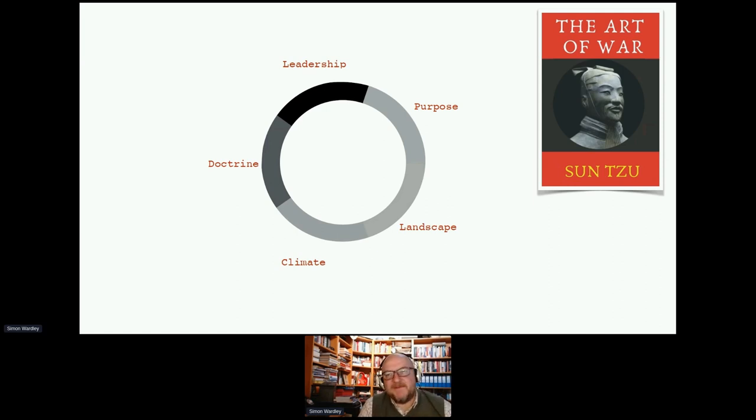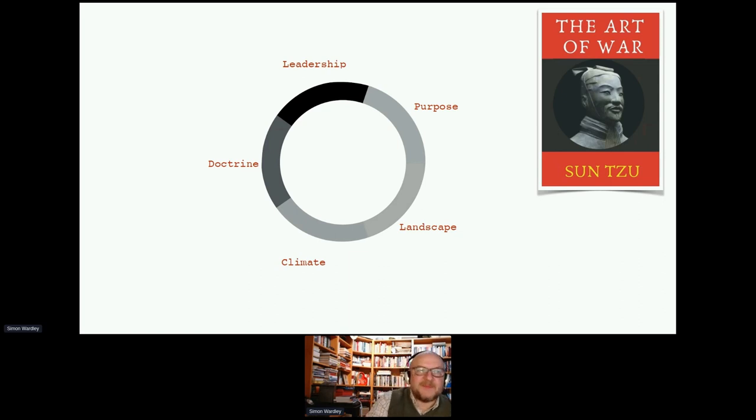Sun Tzu talked about five factors that mattered in competition. First, have a purpose, a moral imperative. Second, understand the landscape you're competing in. Then understand the climatic patterns, or the heavens, how the landscape is changing. Then you get into doctrine and principles of organization. And then you get into leadership and gameplay.